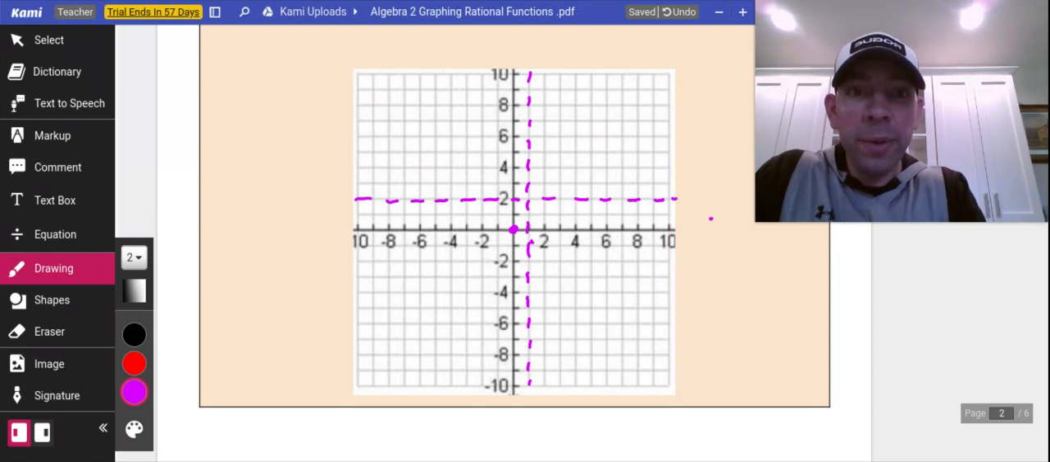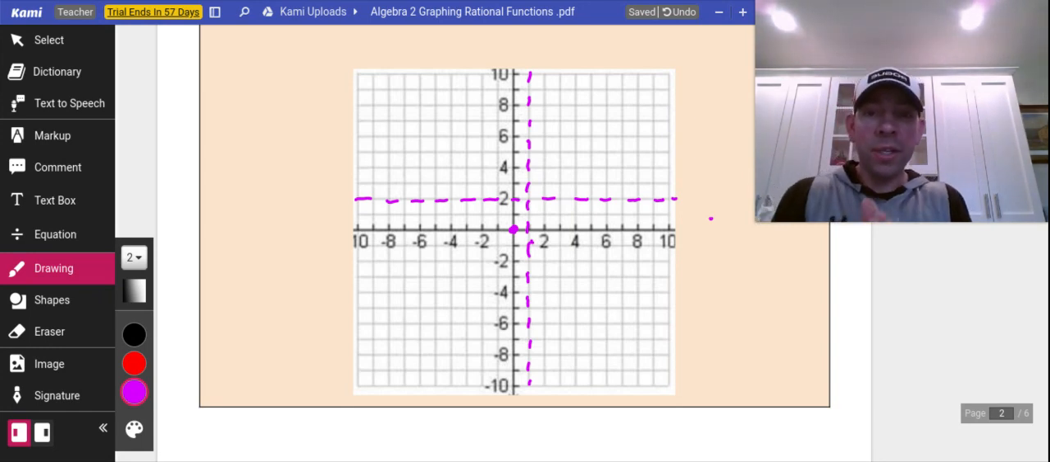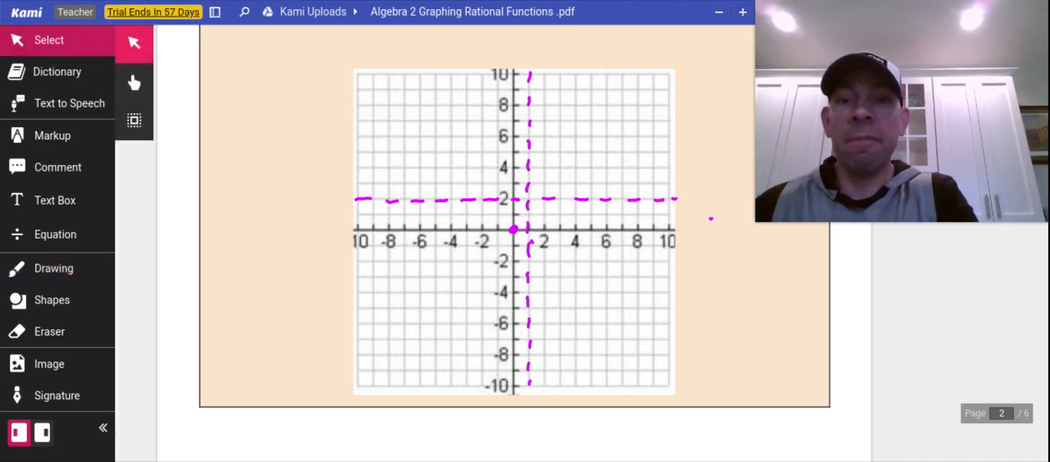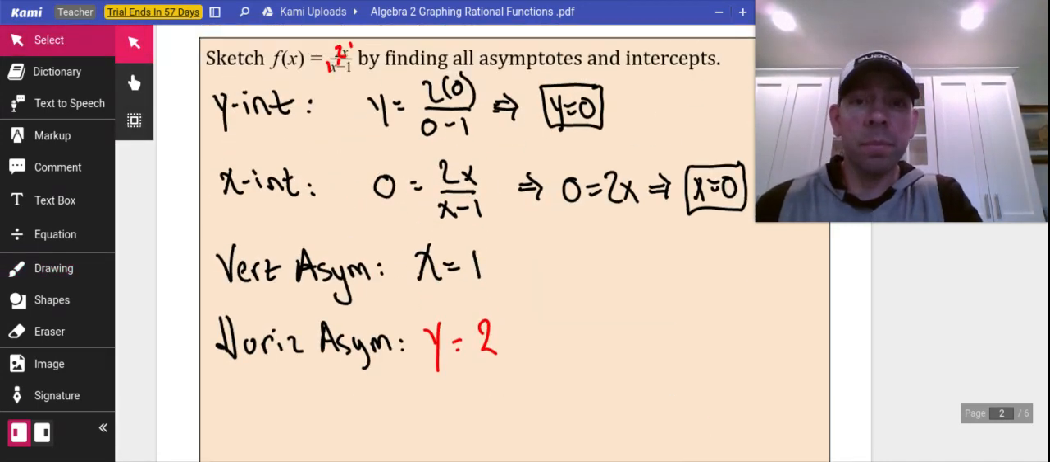Okay, so I drew in those asymptotes at x equals 1 and y equals 2. And like I said, sometimes you're going to get to this point and feel like you've got enough information to go ahead and draw what you've got to draw. For me, I don't feel super confident. I don't feel like I've got enough information. So let's go back and look at step 5 and see if we can make sense of it.